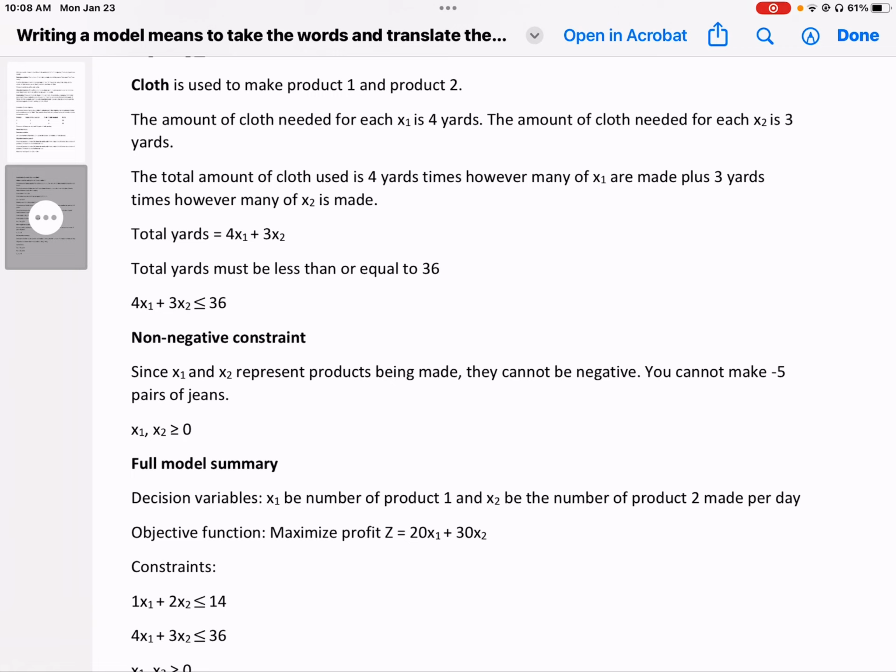Cloth is used to make product 1 and product 2. The cloth needed for each X1 is 4 yards. The cloth needed for each X2 is 3 yards. The total amount of cloth used is 4 yards times however many of X1 are made, plus 3 yards times however many of X2 are made. So the total yards is 4X1 plus 3X2, 4 times the number made plus 3 times the number made. Total yards must be less than or equal to 36 because that's how many are available. So our yards constraint is 4X1 plus 3X2 less than or equal to 36.